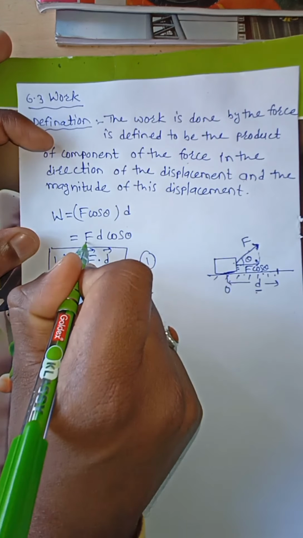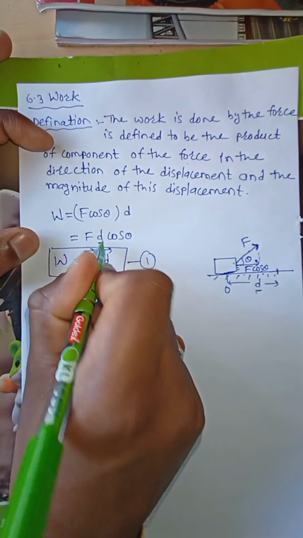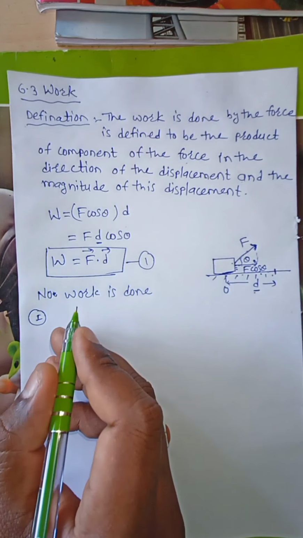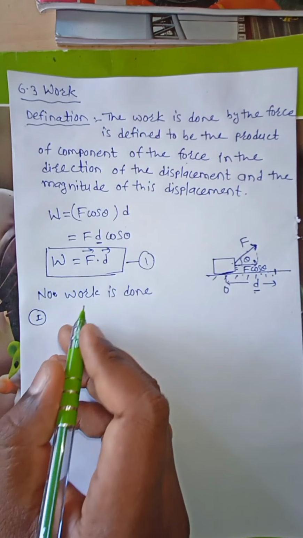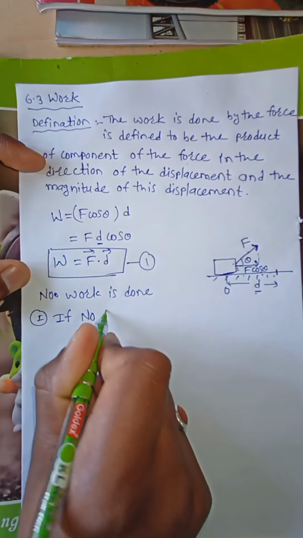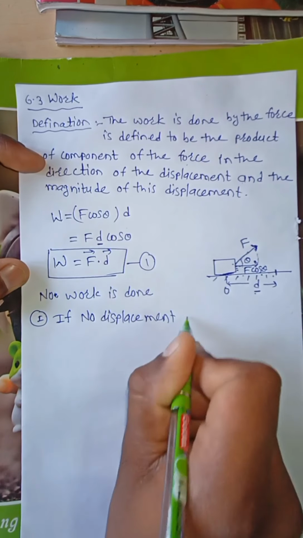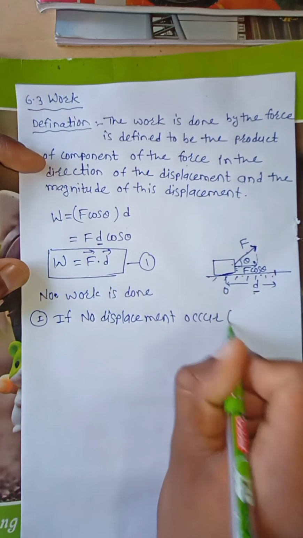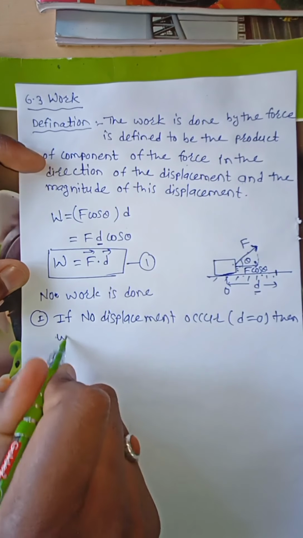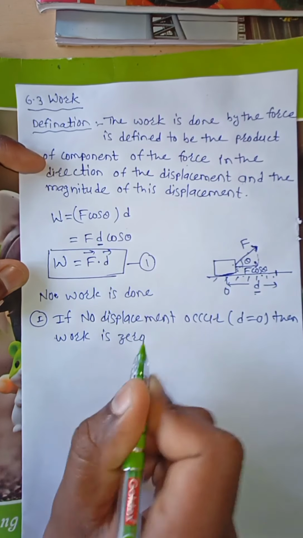If you apply a strong amount of force but the displacement is zero, then work is zero. If no displacement occurs, no displacement means displacement is zero, then work is zero, which means there will be no work done.